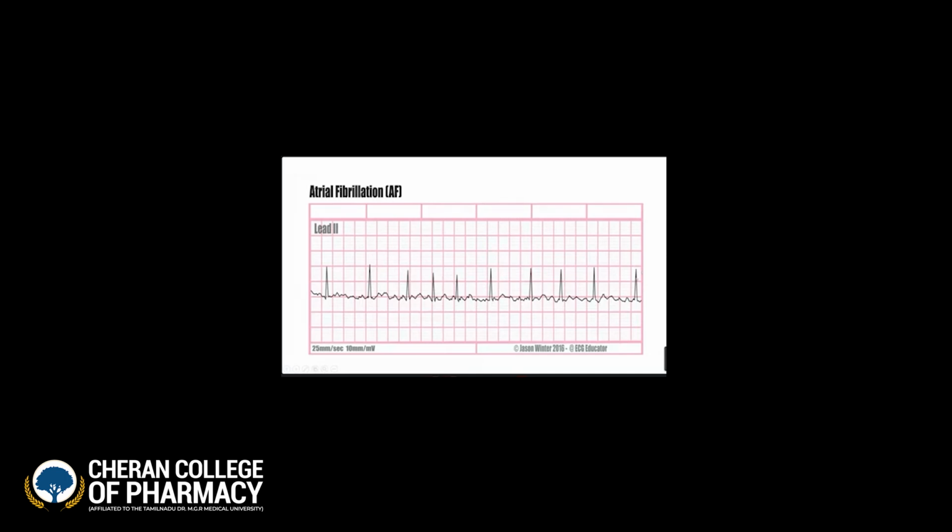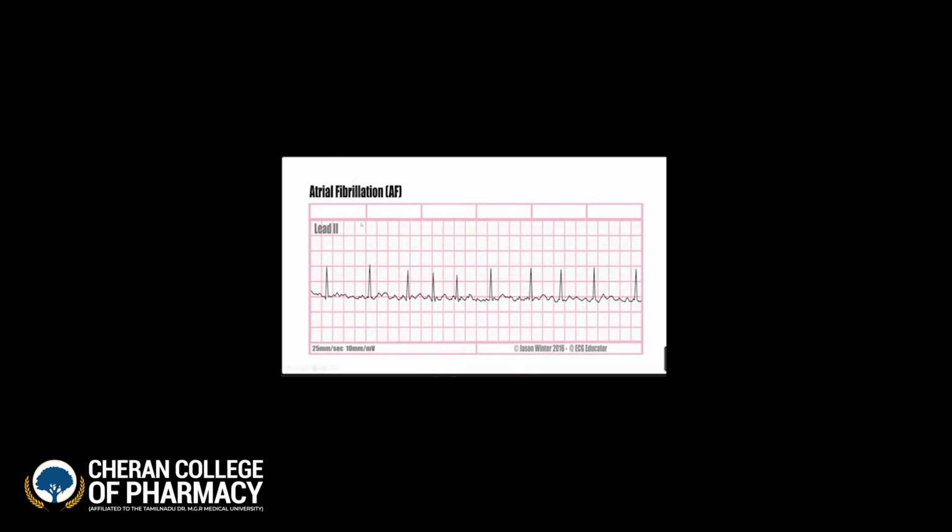Count down with me. 1, 2, 3, 4, 5, 6, 7, 8, 9, 10. So 10 R waves are there in 30 big squares. So the number of R waves in 30 big squares multiplied by 10: 10 into 10 is 100. 100 is the heart rate, right? This is the formula for irregular pattern. Got it, guys? Everyone okay with the heart rate?